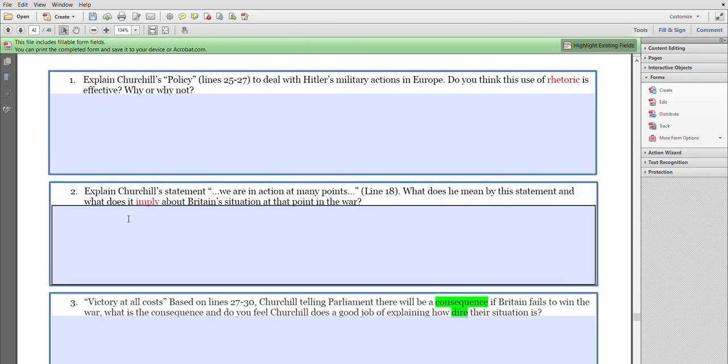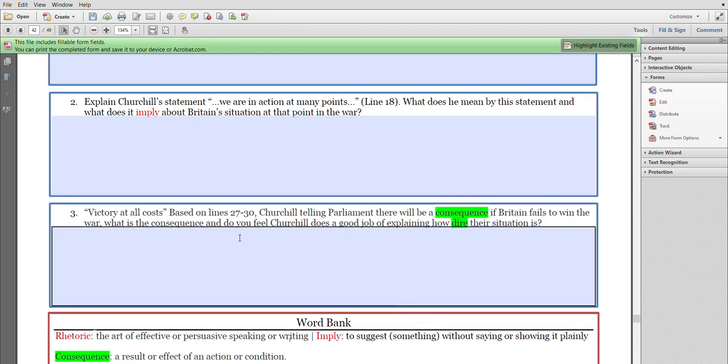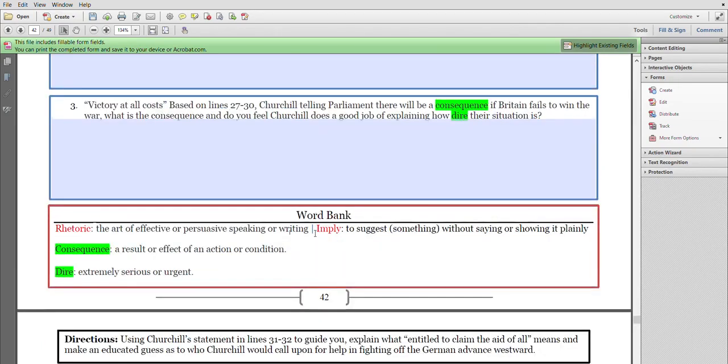Number 2, explain Churchill's statement, "We are in action at many points," line 18. What does he mean by this statement, and what does it imply about Britain's situation at that point in the war? Imply, once again, a necessary English term: to suggest something without saying or showing it plainly. 3. Victory at all costs. Based on lines 27 through 30, Churchill is telling Parliament there will be a consequence if Britain fails to win the war.